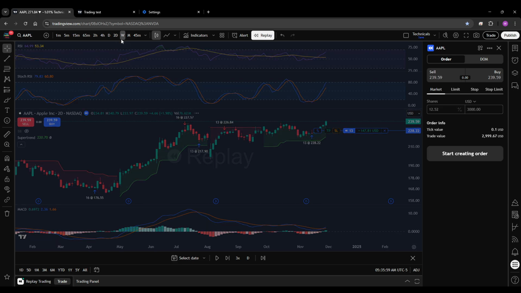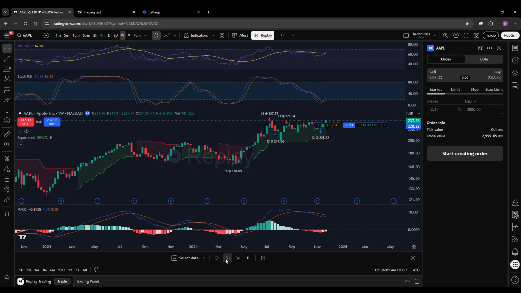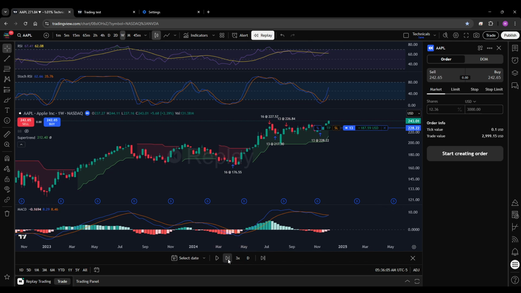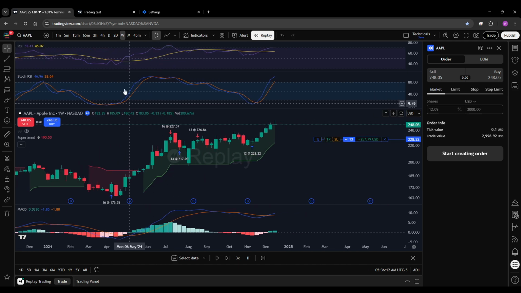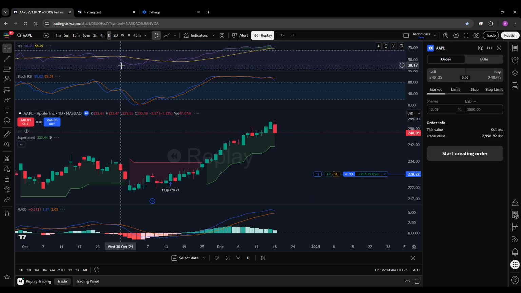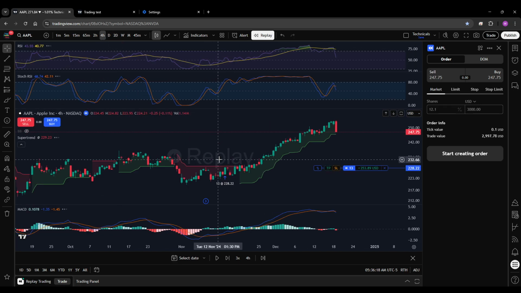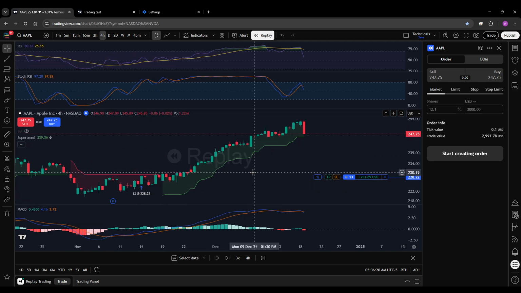Let's zoom out to look for an extension. I think we're going to get the extension based on that MACD here. And I think we're getting the extension. How long can the extension last? Let's zoom into the closer time frames. And it looks like it's going to be the end of this green super trend.